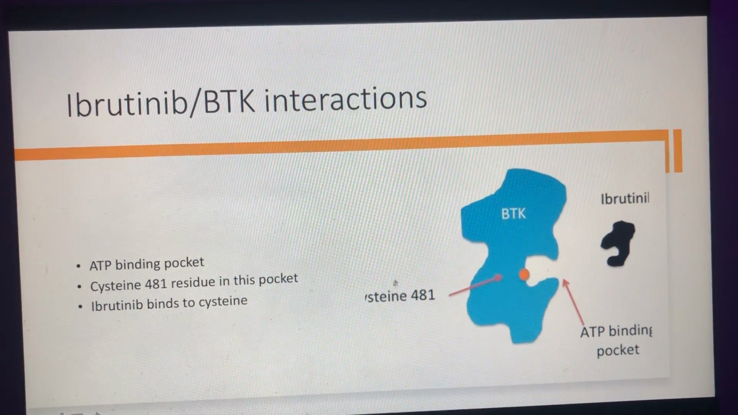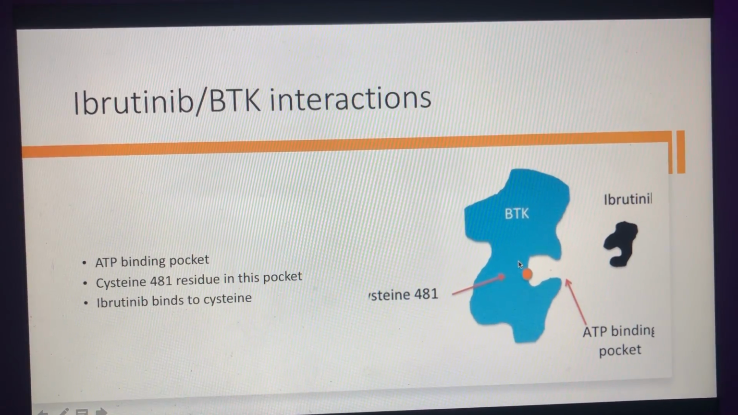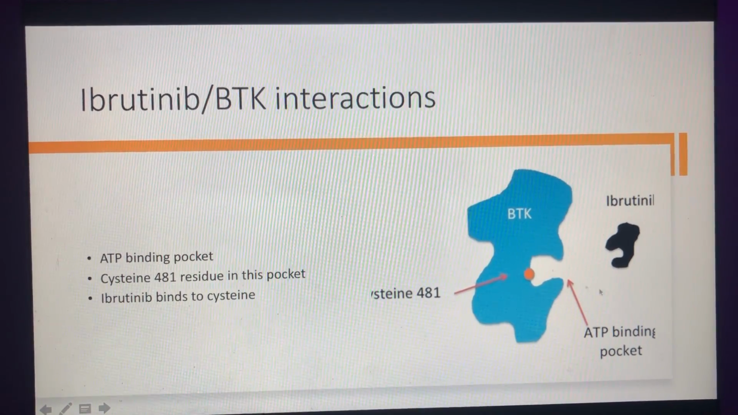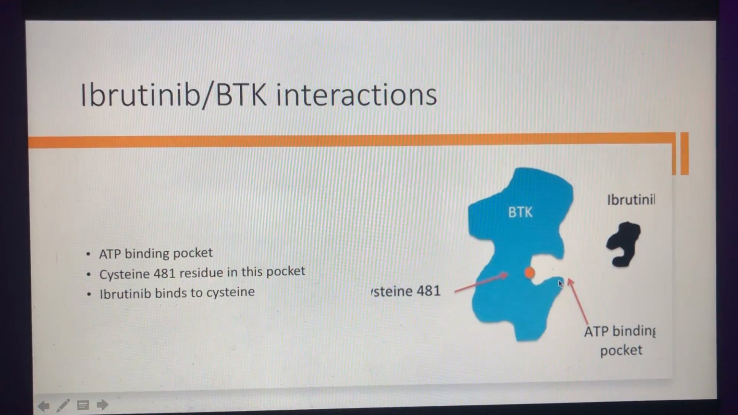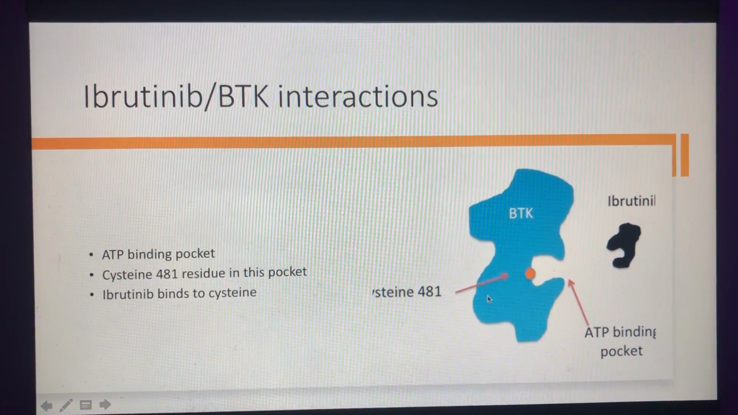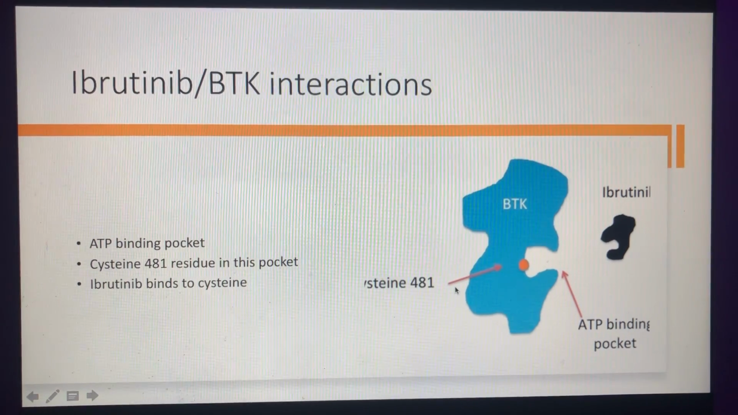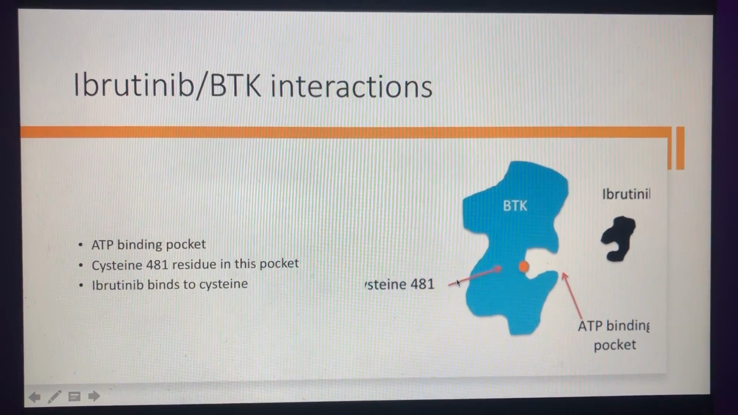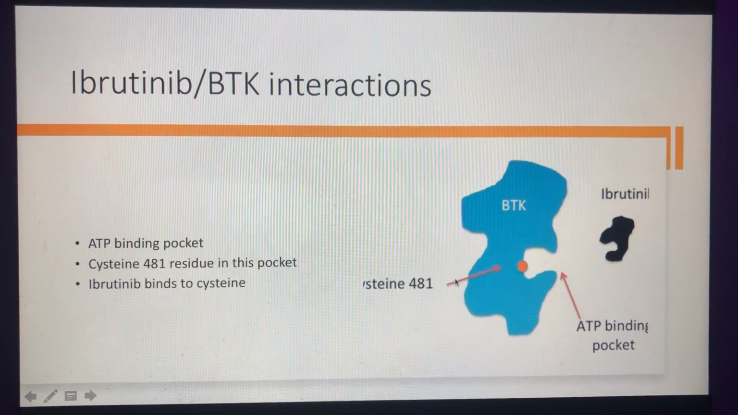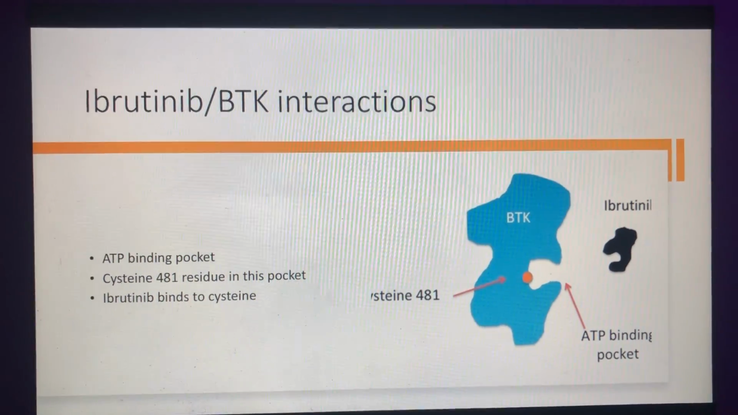So this diagram here shows the interaction between the drug and the BTK enzyme, and here you can see that there's an ATP binding site in the pocket of the enzyme, and inside this pocket is the cysteine 481 residue. When the drug enters the pocket, it covalently binds to the residue, resulting in irreversible inhibition.